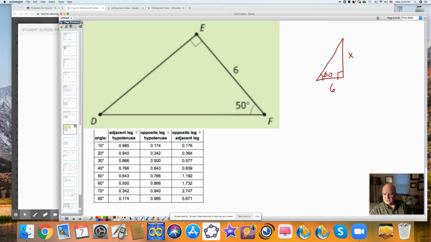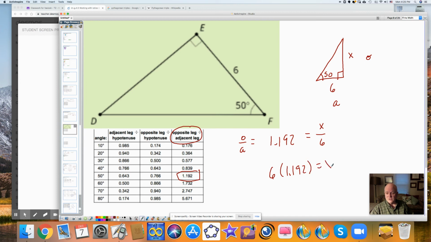Well, it depends on which angle you're starting from, but from the angle 50, this would be the opposite, this would be the adjacent. So the ratio of the opposite to the adjacent, for a 50-degree angle, is equal to 1.192. And on the drawing, you can see that that's x over 6. This ratio is the same as this ratio. When I multiply both sides by 6, I get 6 times 1.192 is equal to x, and you can solve that.